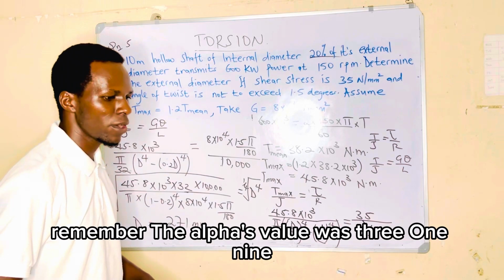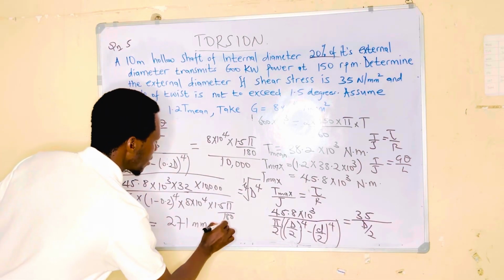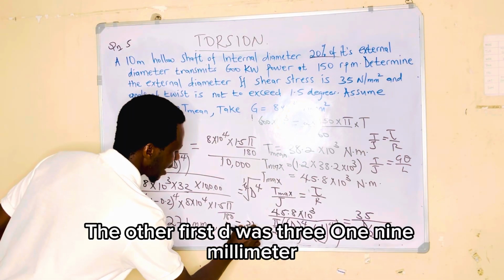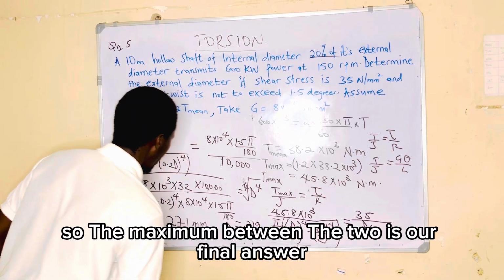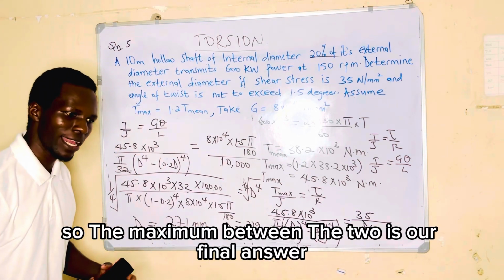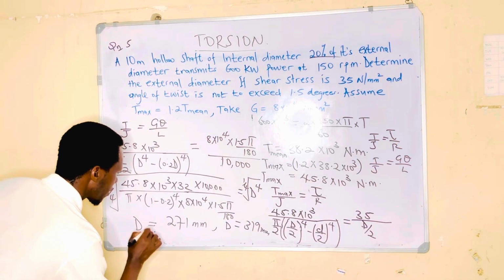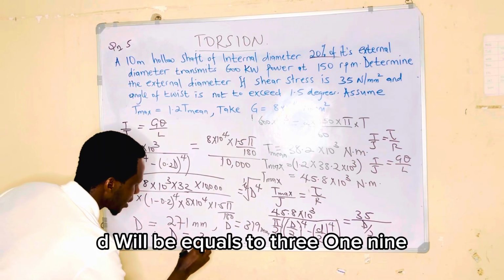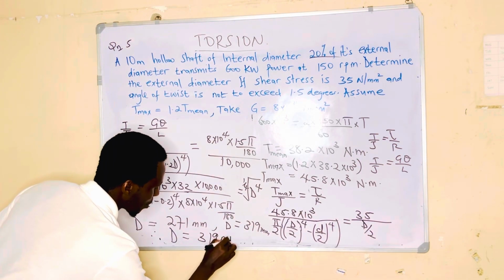Remember the first value was 319. The first D was 319 millimeter. So the maximum between the two is our final answer. Therefore, D will be equals to 319 millimeter.